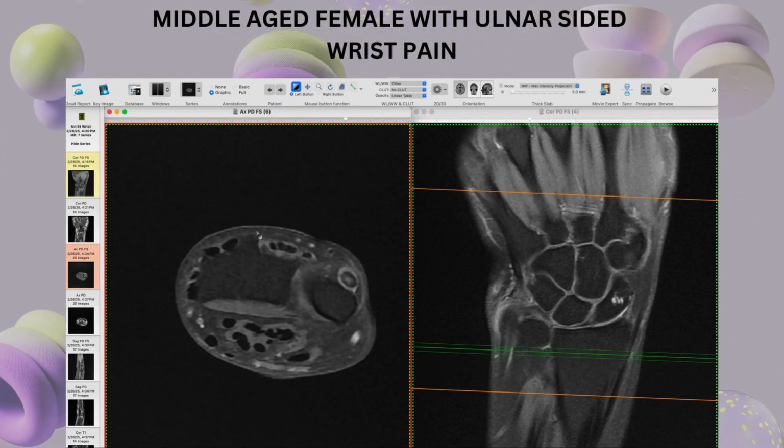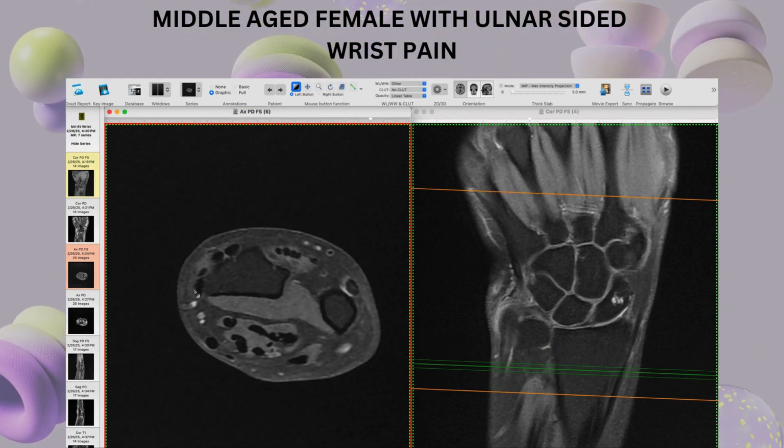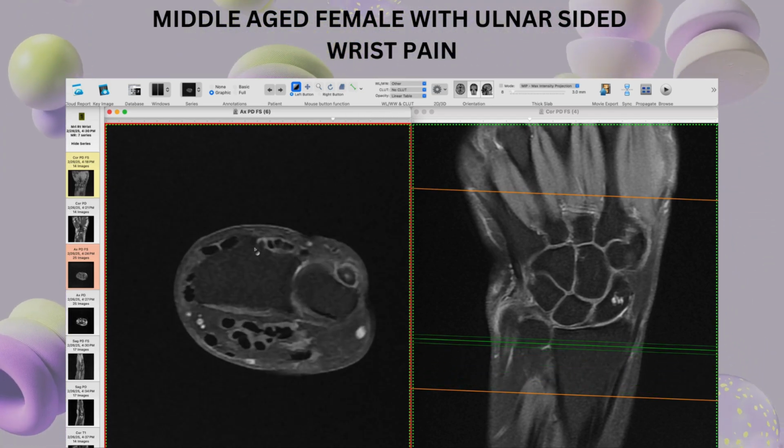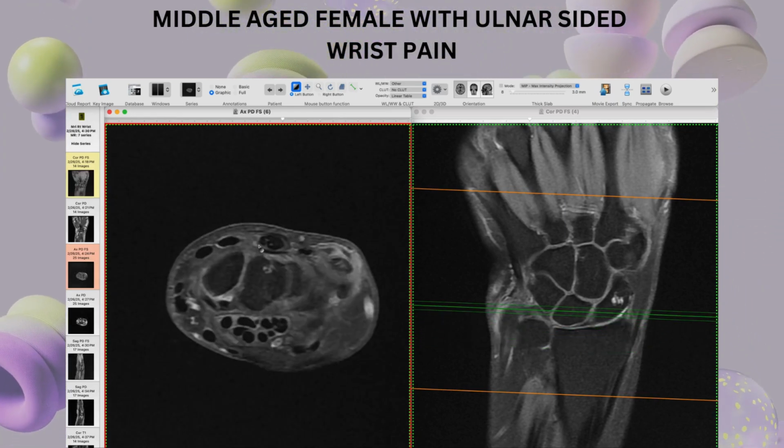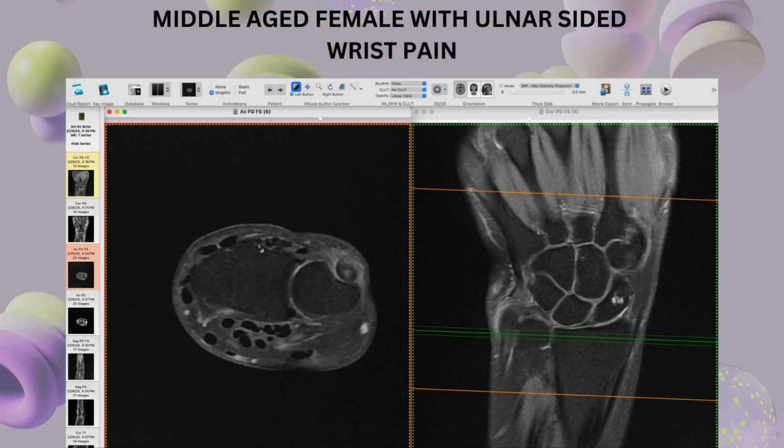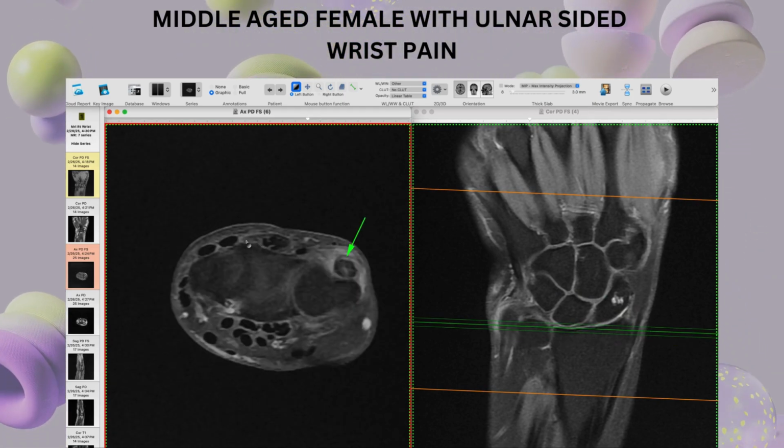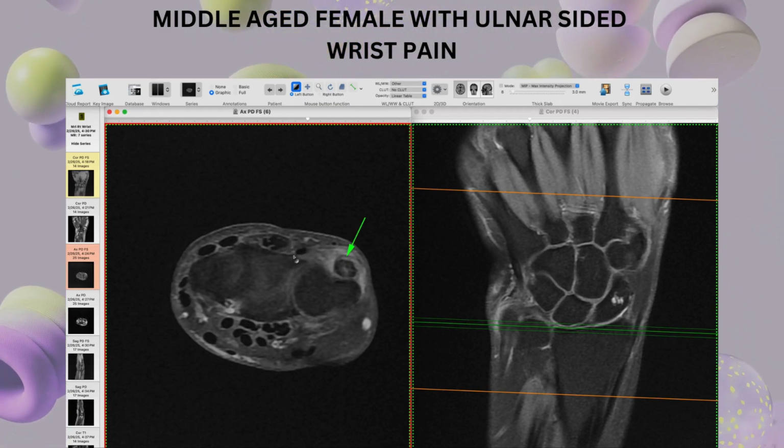Evaluating the dorsal extensor tendons of the wrist, we can see that the first compartment is okay, the second compartment looks fine. The third tendon complex is also good. It is tracking along the Lister's tubercle and looks fine. The fourth tendon complex is good. The fifth, extensor digiti minimi, is fine.